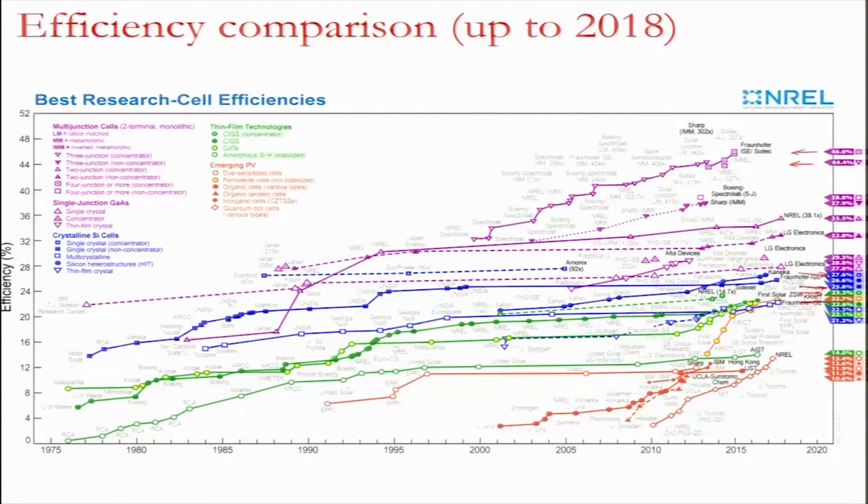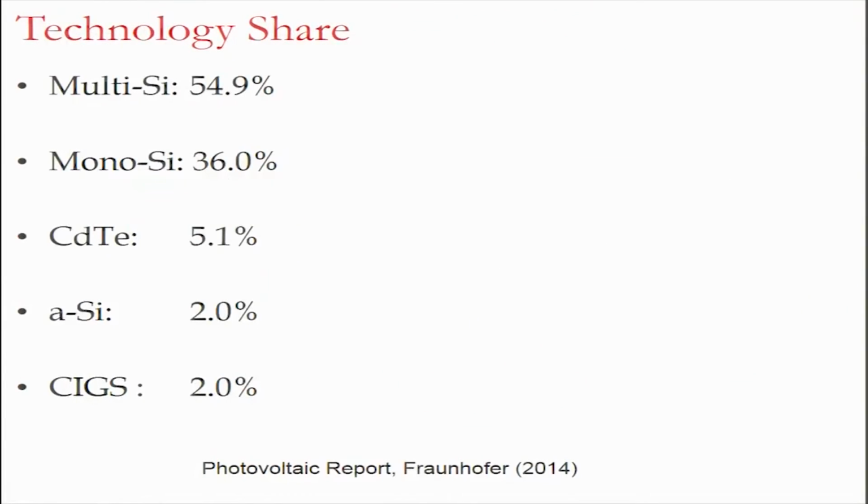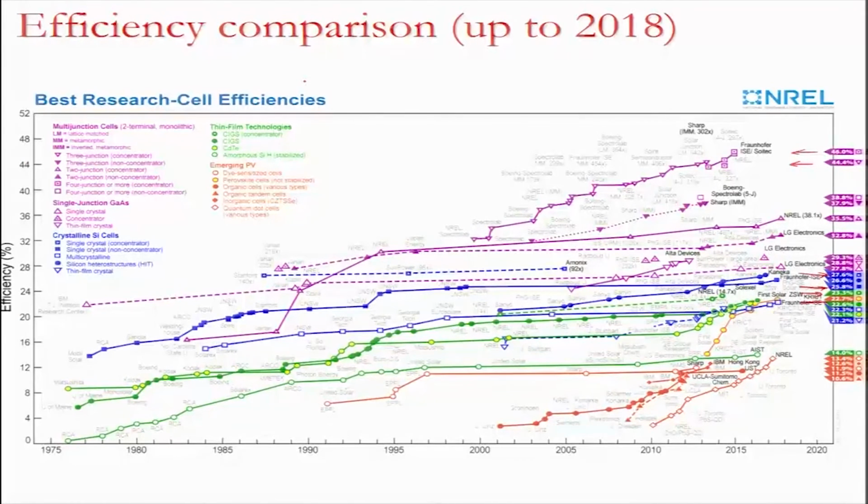So the future is quite bright as far as solar energy is concerned, and given that recently we have had cost reductions in silicon photovoltaics, the future is certainly quite bright. So, right now as of 2014 report, the technology share, multi-silicon has a technology share of about 54.9%, and in case of silicon you can see the numbers here.